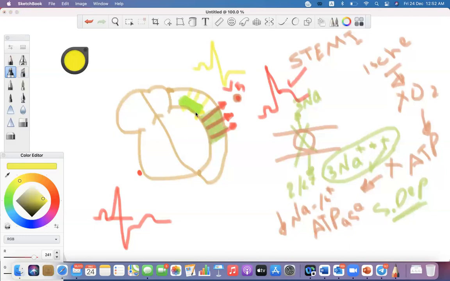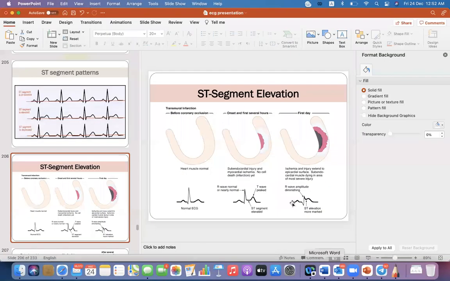So when there is subendocardial ischemia, there is ST segment depression, but when there is a transmural infarction, there is ST segment elevation. This concept is very, very important to understand, to know why STEMI produces ST segment elevation and why non-STEMI or unstable angina produces ST segment depression. Let's go back to our presentation.